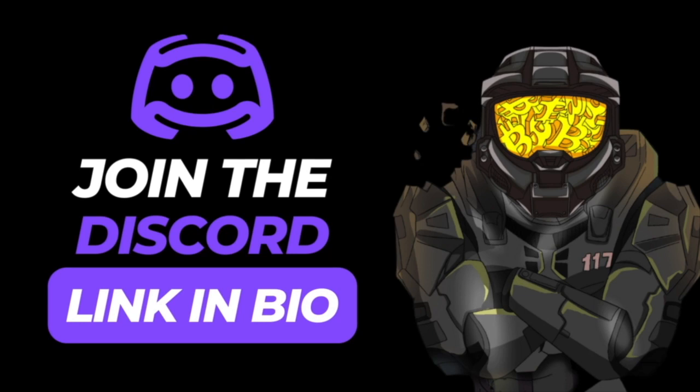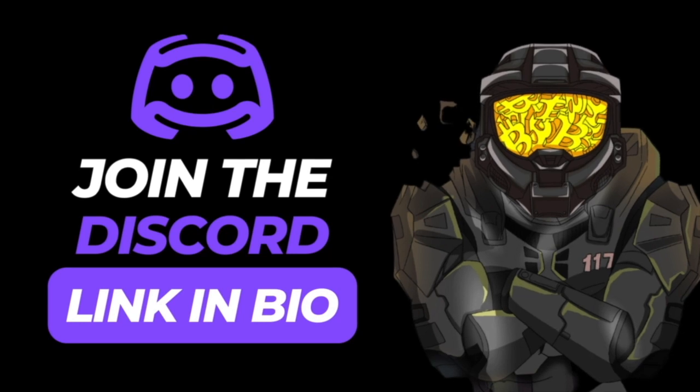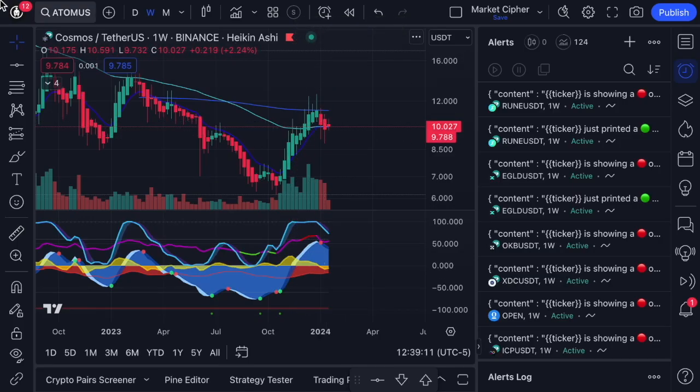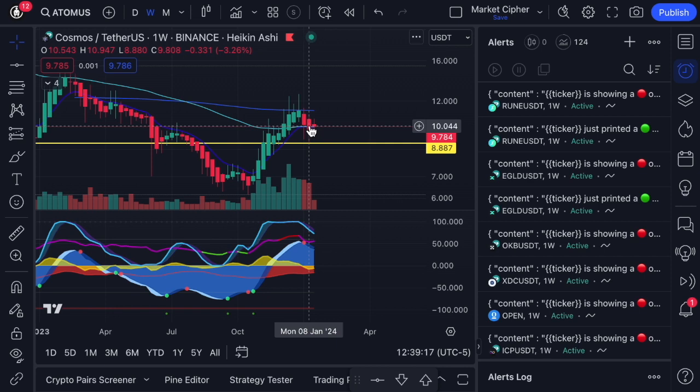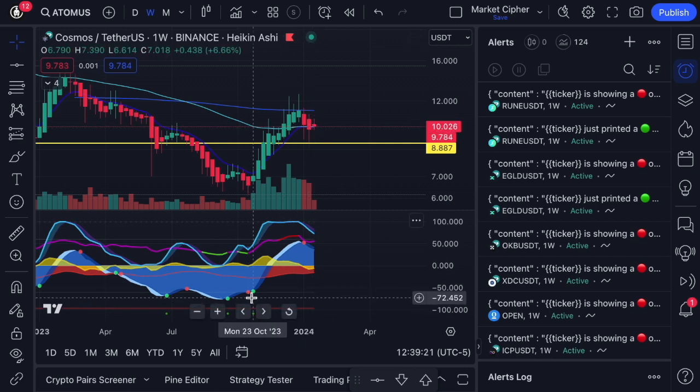Atom's going to be the next one. Sometimes my buttons get messed up here. Atom, again, it's sitting right on that level. I would use a stop loss at 888. And that is a reversal candle right there, a little bit of one, but again, let's wait for confirmation of the green dot.